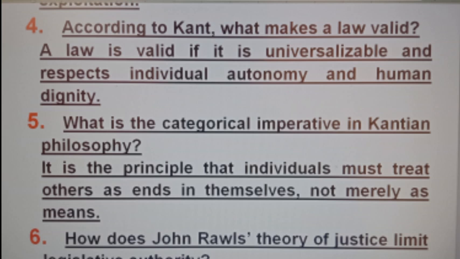According to Immanuel Kant, what makes a law valid? A law is valid if it is universalizable and respects individual autonomy and human dignity. What is the categorical imperative in Kantian philosophy? It is the principle that individuals must treat others as ends in themselves, not merely as means.